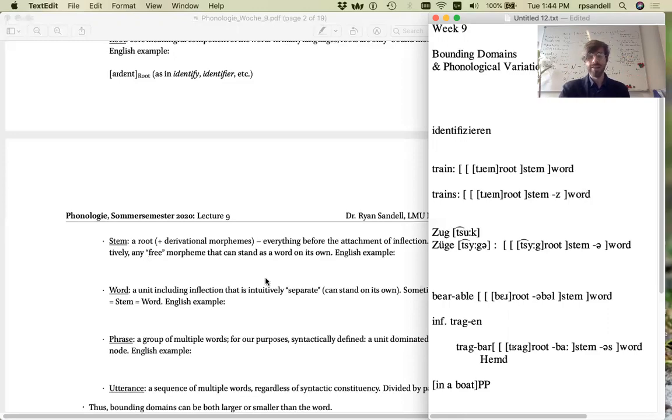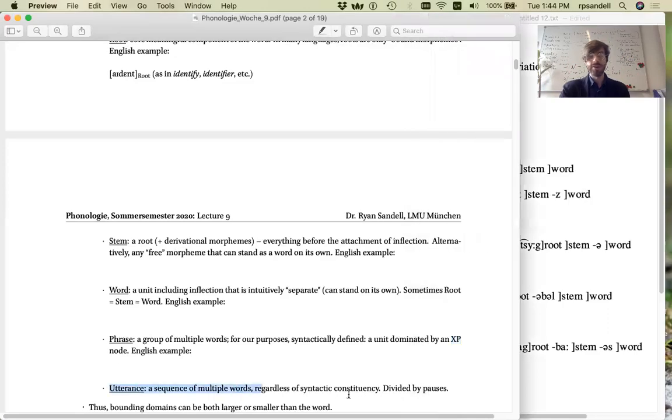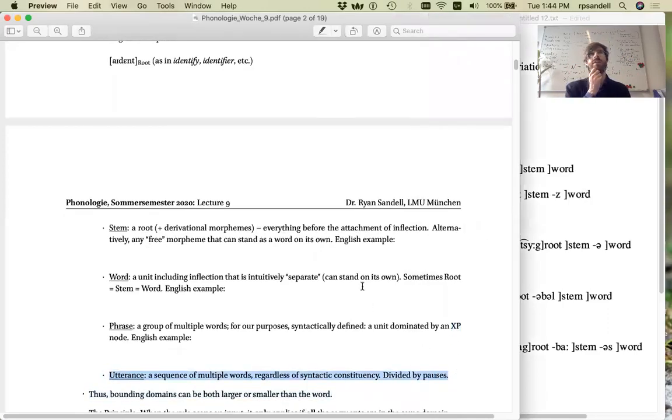Now, and lastly, the other level of phrasing that we'll talk about here is finally the utterance. And by an utterance, we simply mean a sequence of multiple words that ignores syntactic constituency. So it doesn't matter whether there are any syntactic phrase boundaries between the words, but really just if there are pauses. So we can think of this as sort of a whole, the difference between phrases within a whole sentence and separate sentences that will be broken up by pauses.